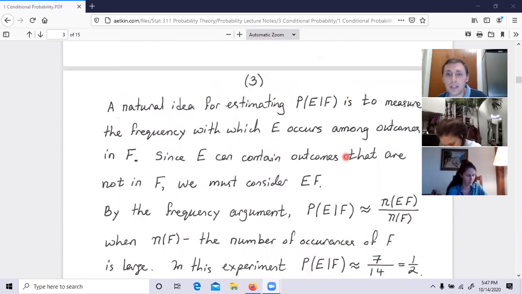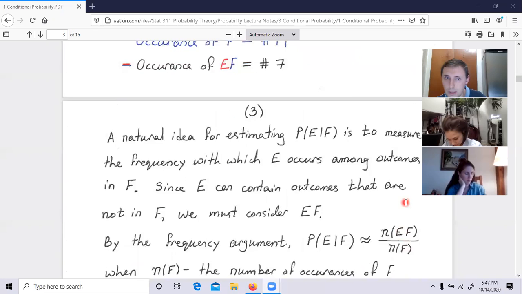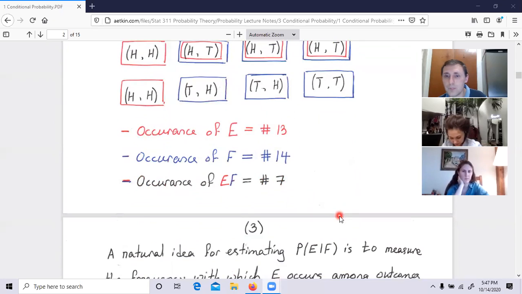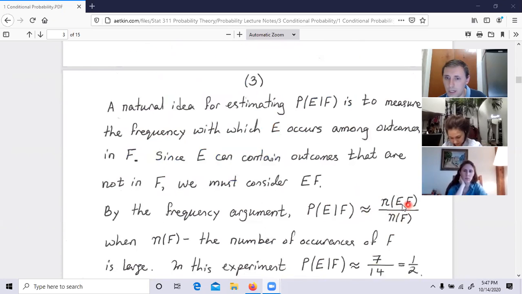So this is what I mean. The probability of E given F is roughly the number of occurrences of E intersect F in the numerator, and the number of occurrences of F in the denominator. Why do I intersect with F? Because E unrestricted could have occurrences that are outside of F. But if F is my sample space, I exclude those occurrences, as I did over here: boxes that have a purely red outline are excluded. So far, so good? You understand where I come up with this formula.